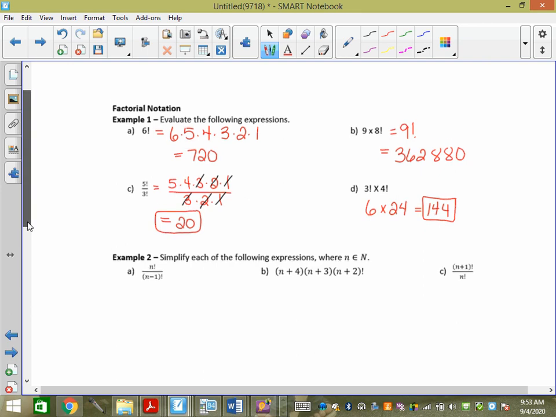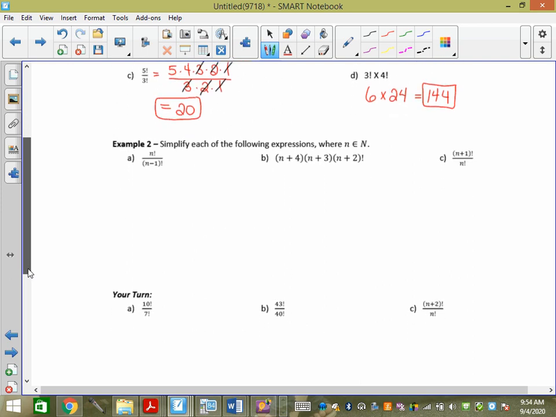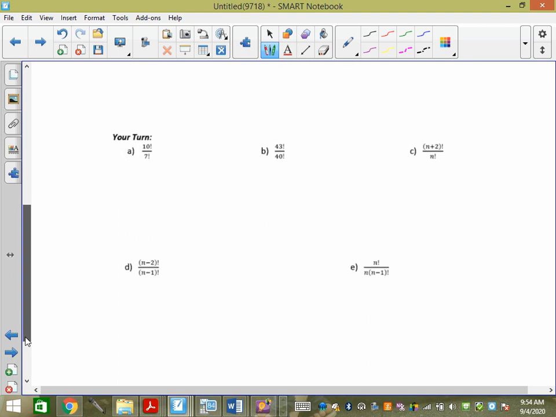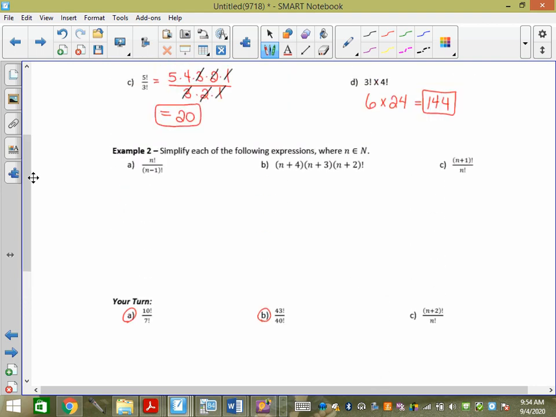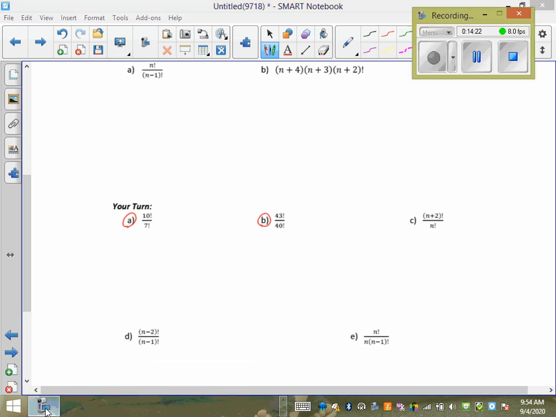We're going to skip over example 2 for now. You're going to do the A and the B of your turn. Just the A and the B. I want you to try and do them without typing them in your calculator. So do them like I did this one here, the 5 and the 3. Should only take like 1 or 2 minutes.